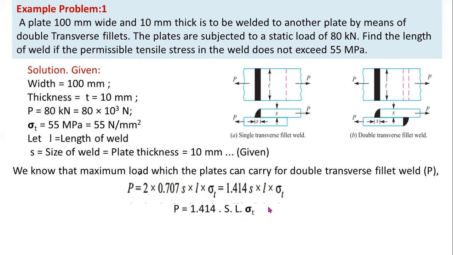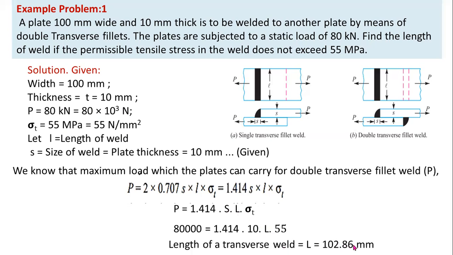Here the value of S equals 10 mm, L we have to determine, sigma T equals 55 megapascal, and P equals 80,000. Substitute all values in this equation and you get the length of the weld L equal to 102.86 mm. This is the answer for this problem. In this question, the given data is related to a double transverse fillet weld. For double transverse fillet welds, you have to multiply 2 with the single transverse fillet weld.